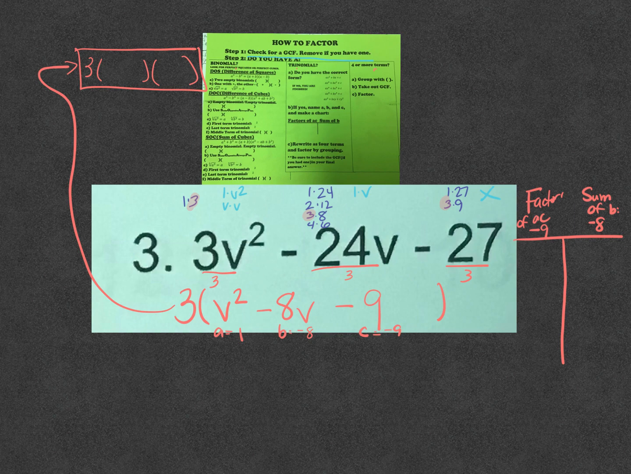Again, I want factors of a negative. So the way to get a negative when you multiply is a negative times a positive or a positive times a negative. Factors of negative 9: 1 times negative 9, negative 1 times positive 9, 3 times negative 3, negative 3 times positive 3, which those two are the same thing. Okay, now add these. 1 plus negative 9, that's negative 8, and that's what I want.